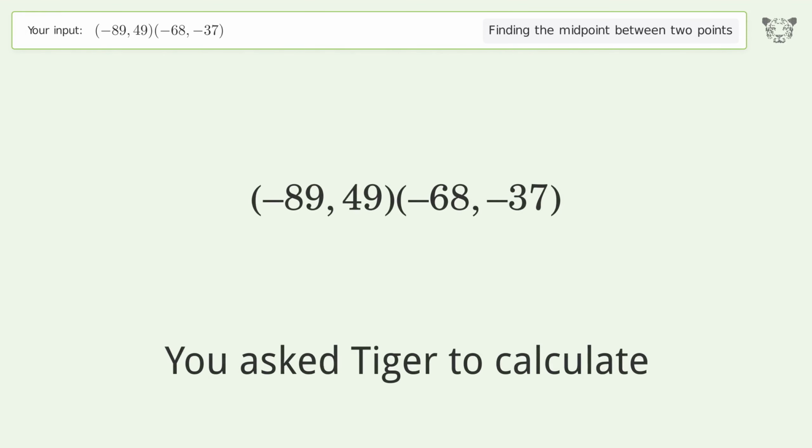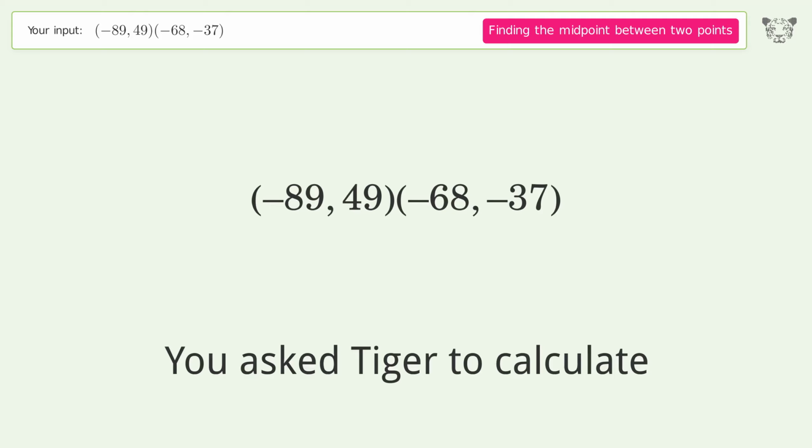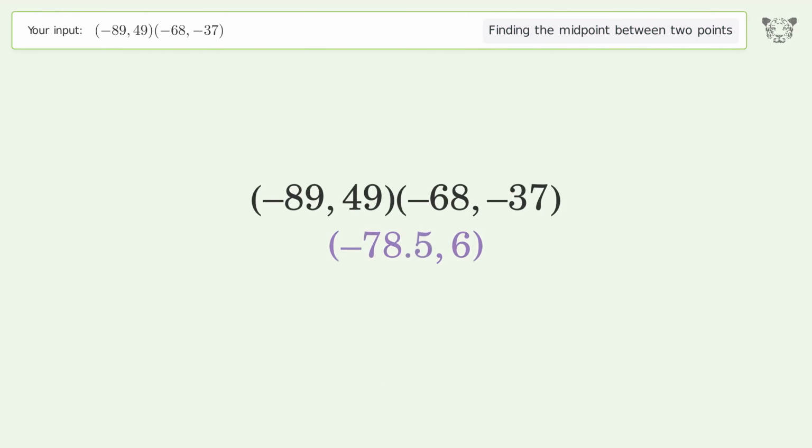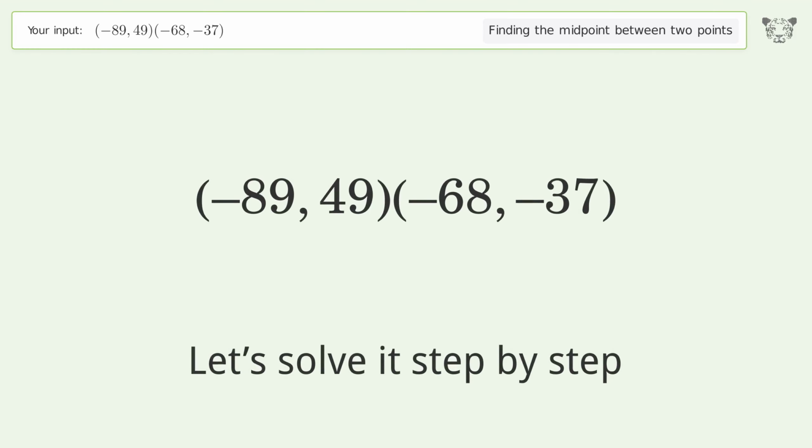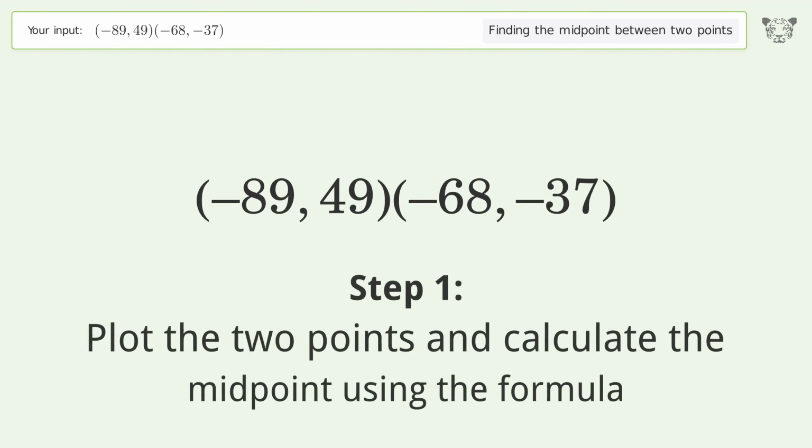You ask Tiger to calculate. This deals with finding the midpoint between 2 points. The midpoint between the 2 points is negative 78.56. Let's solve it step by step. Plot the 2 points and calculate the midpoint using the formula.